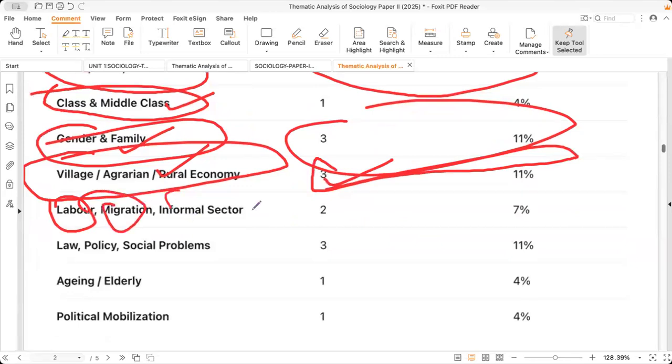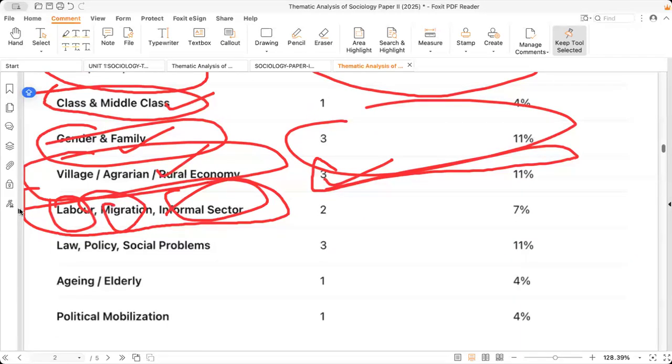Labor, migration, informal sector. This unit peaked during the COVID-19 pandemic. So a lot of questions came on migration, a lot of questions came on the informal sector. But this will remain relevant because migration is a phenomenon which is not going to stop, because of the developmental deficit, because of the developmental inequality between two states, within states, among caste, among gender, among language, among religion. So this will remain relevant and you have to prepare it well. Informal sector will come in paper one, paper two, both. And this is equally important for both the papers.